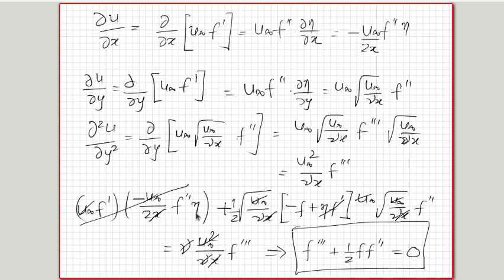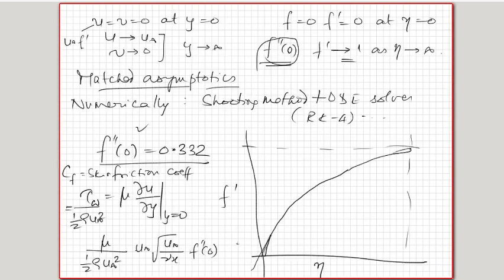So that's basically what you get from this expression. u infinity multiplied by square root of u infinity by nu x into f double prime, and we are looking at y equal to 0, so this is f double prime at 0. So if I put that here and write f double prime at 0 is 0.332, what will I get? There is a u infinity square and there is a u infinity and root of u infinity.